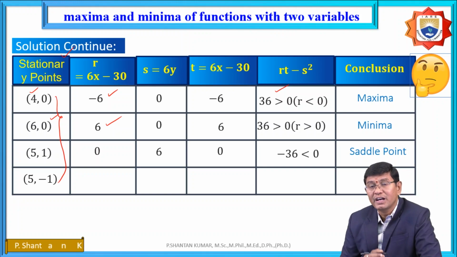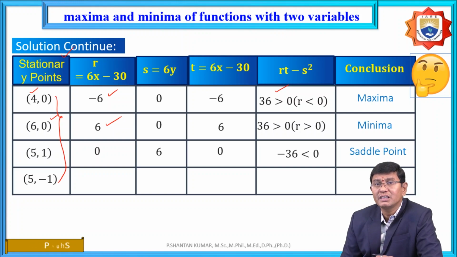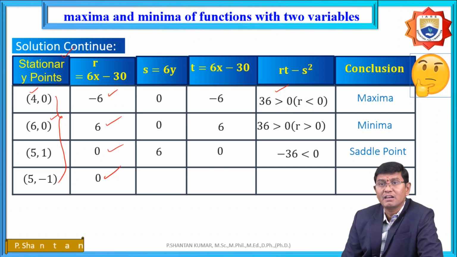And similarly, finally, the stationary point 5 comma minus 1, where x is equal to 5 and y is equal to minus 1, the value of r is also 0, because rt minus s square is nothing but 30 minus 30, which is 0. And again here, s is equal to 6y, that is minus 6 because y is equal to minus 1 at the stationary point. And t is equal to 6x minus 30, which is also 30 minus 30, that is 0.